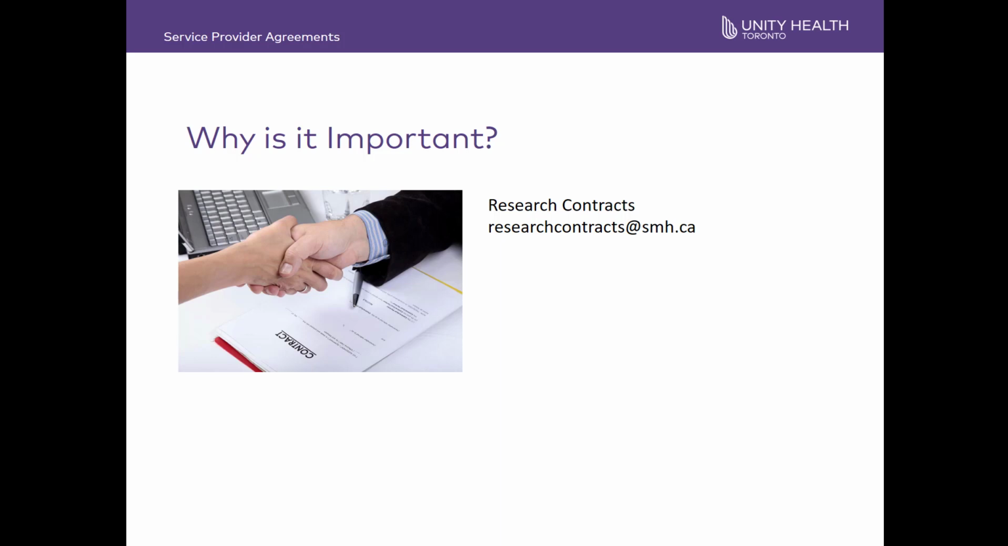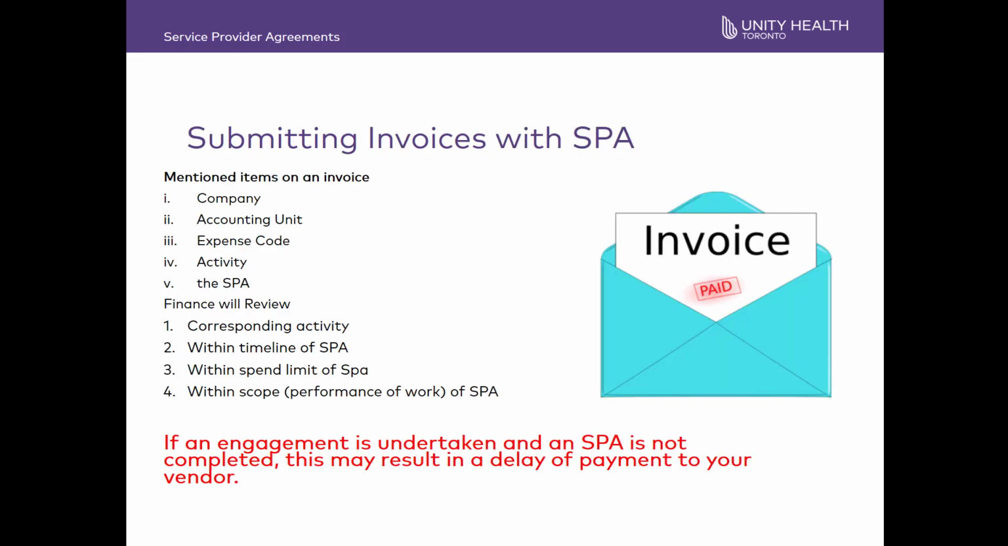When engaging with an external vendor, please connect with Research Contracts to determine if an SPA is required. When submitting your vendor's invoice, ensure you mention the company code, the accounting unit, the expense code, the activity, and the SPA number.